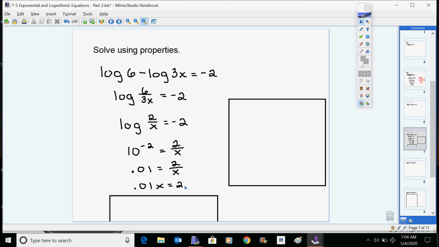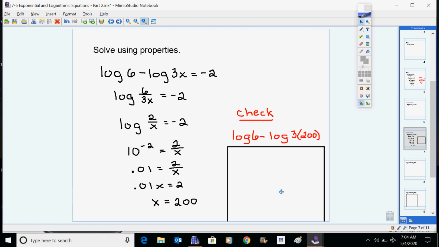The thing that sometimes people will make a mistake on is trying to divide both sides by 2 here, but that doesn't work. The 2 is already in the numerator, the x is not, so be careful with that. Then divide by 0.01 and get yourself 200.